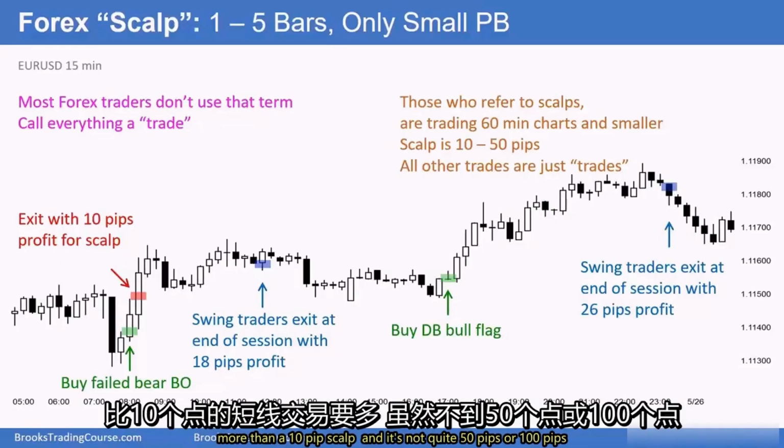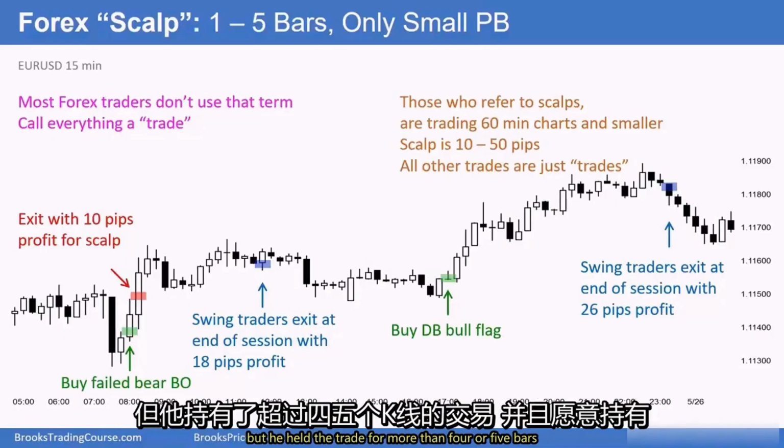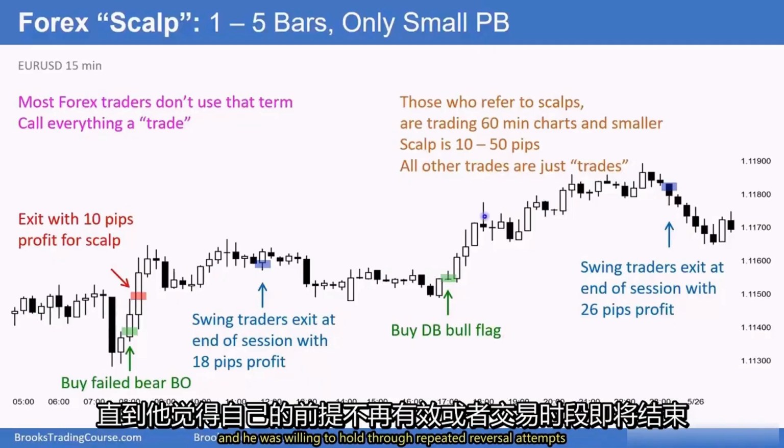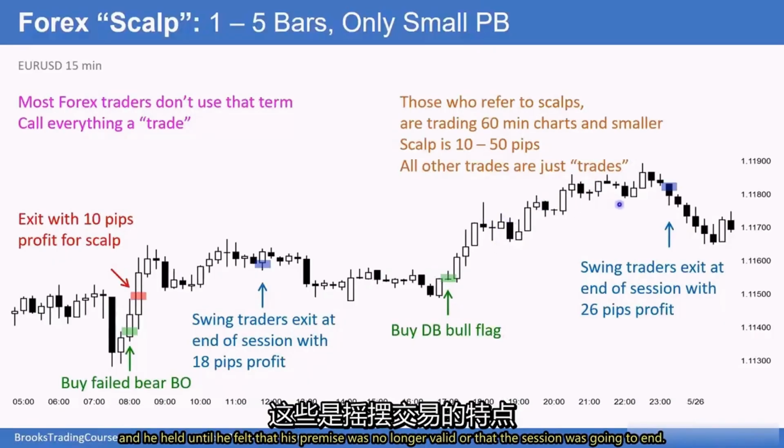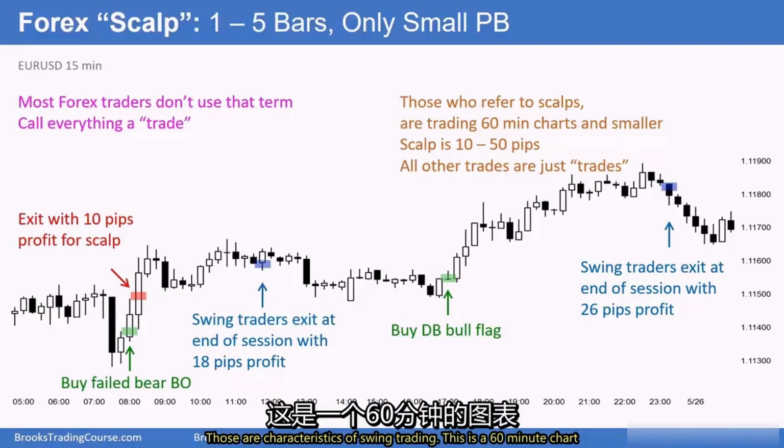pip scalp, and it's not quite 50 pips or 100 pips, but he held the trade for more than 4 or 5 bars, and he was willing to hold through repeated reversal attempts, and he held until he felt that his premise was no longer valid or that the session was going to end. Those are characteristics of swing trading.